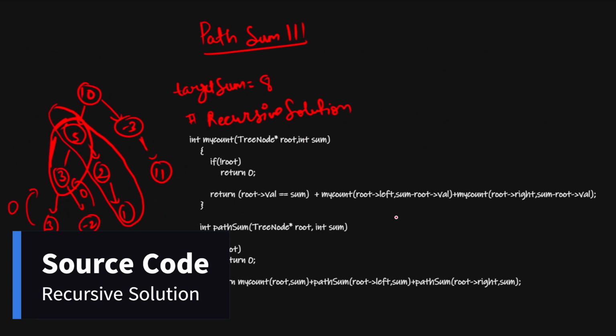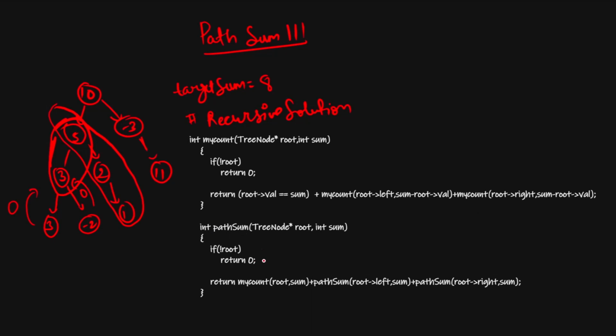This is the simple recursive solution we have. If our root is null, then we return 0. Otherwise, we will check 3 conditions. First, we count the paths with root as our root, which means we are including it. Otherwise, we call this path sum with the root's left and this sum, and the root's right with the same sum.